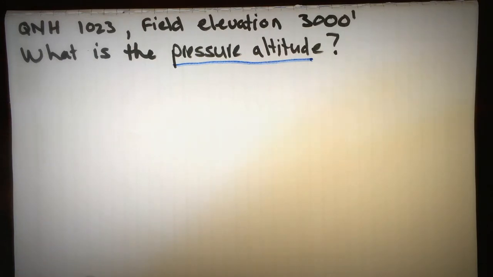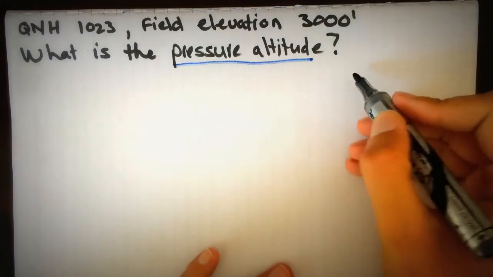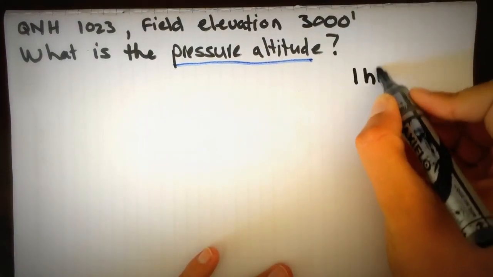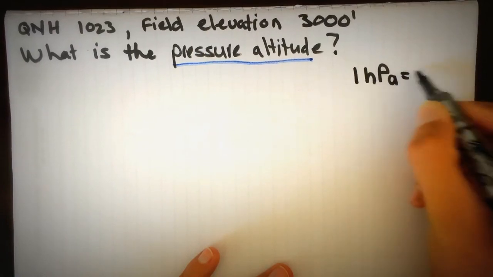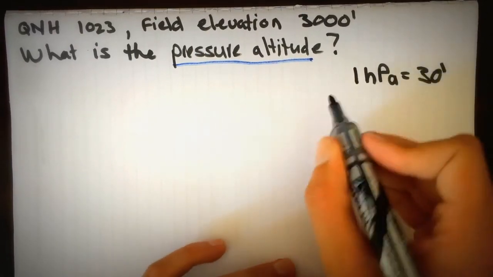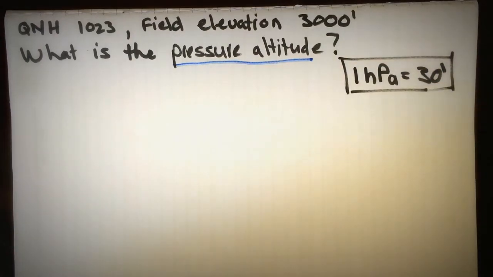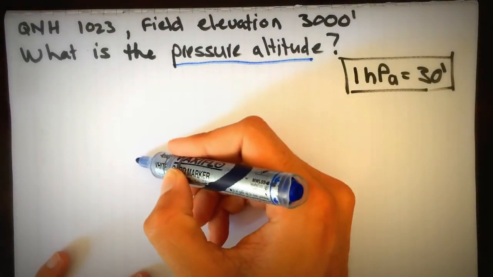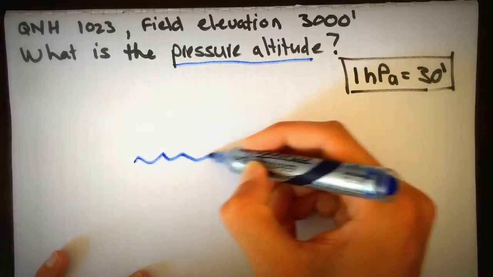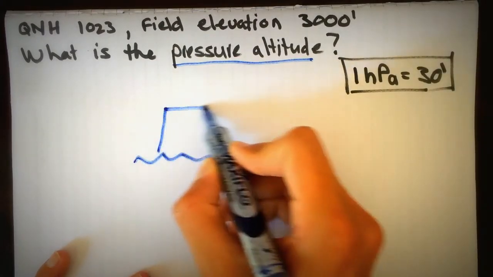So let me give you a little bit of help in trying to solve this. Now, the very first thing that we need to know is this rule, which says 1 hectopascal is equal to 30 feet. We're going to use this just now, and it's quite a nice little rule that's going to help us solve this problem. The very first thing that I tell my guys to do whenever they get a question like this is to draw. So we bring out our primary school skills and we draw this.